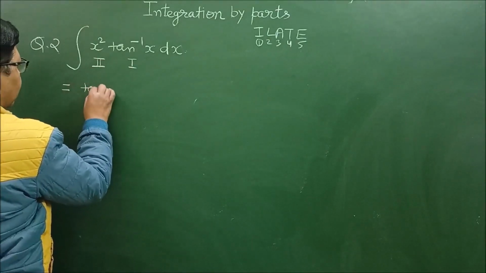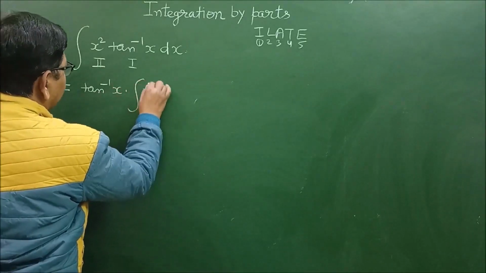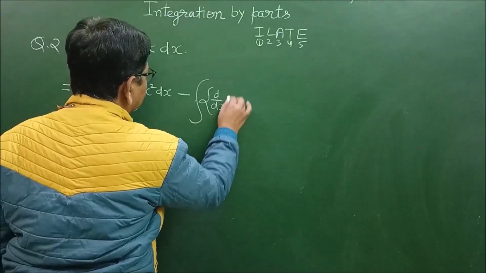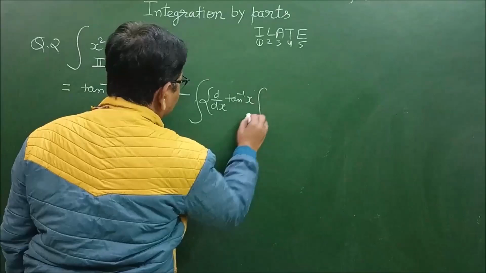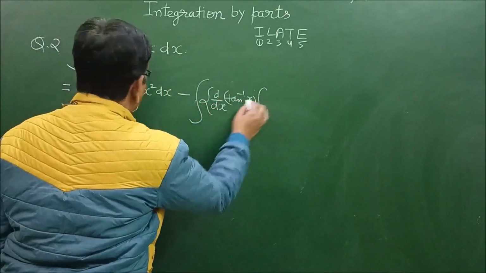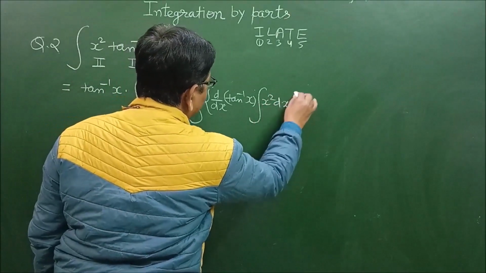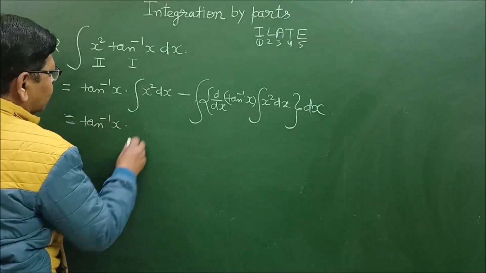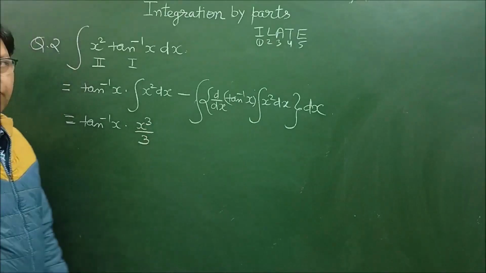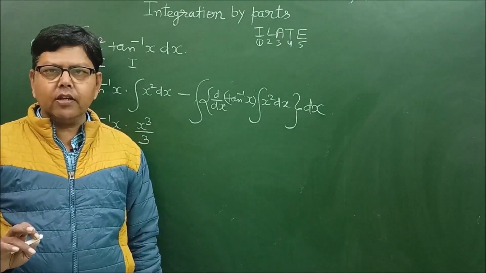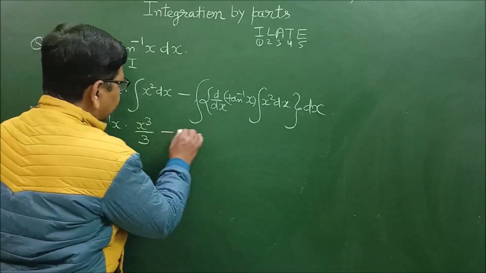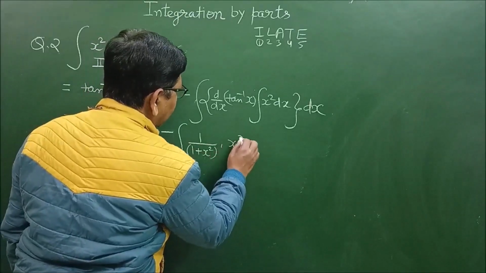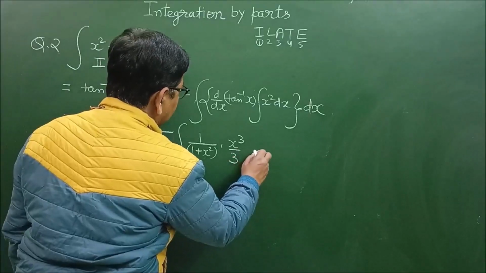So first function tan inverse x into the integral of the second, that is x square dx, minus the integral of the differentiation d/dx of the first function, that is tan inverse x, into the integral of the second function x square dx, and whole integral, which is equal to tan inverse x and the integral of x square is x cube upon 3, using the formula of x raised to the power n, the integral of x raised to the power n dx equal to x raised to n plus 1 upon n plus 1, minus the integration of d/dx of tan inverse x, which is 1 upon 1 plus x square, and the integral of x square dx, that is x cube upon 3, dx.